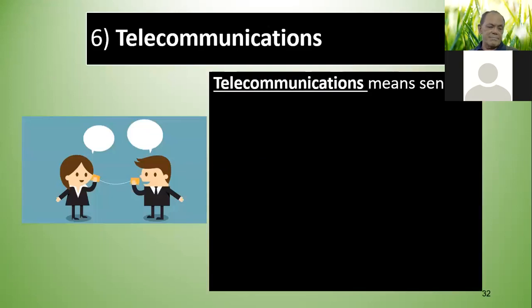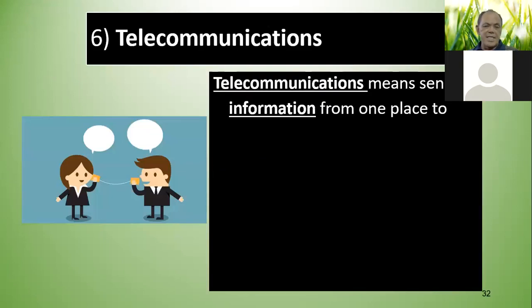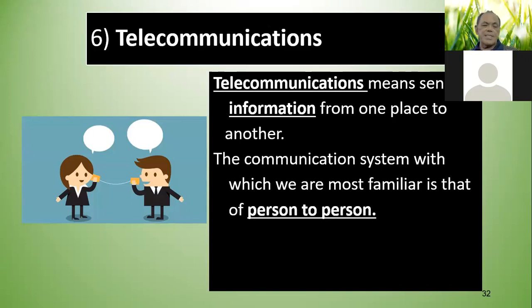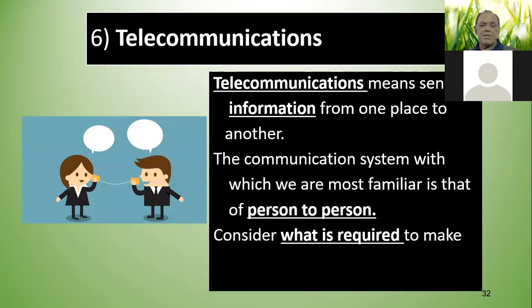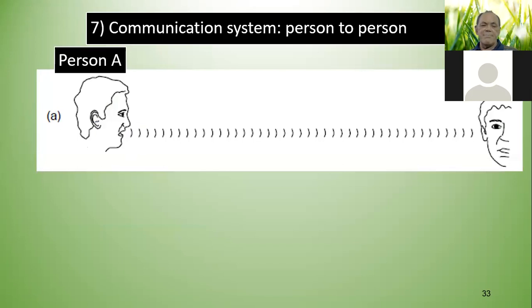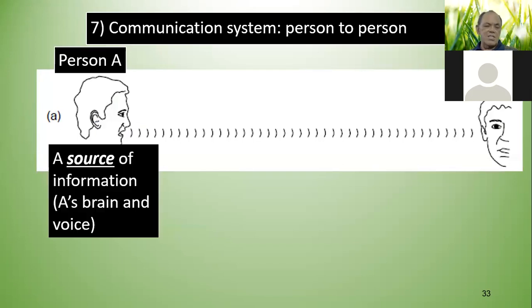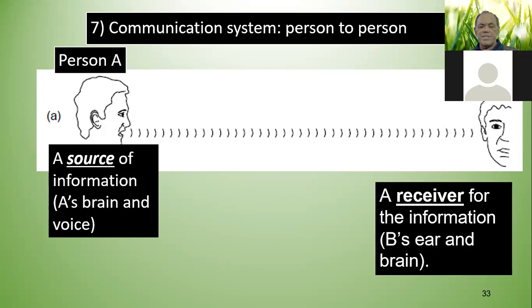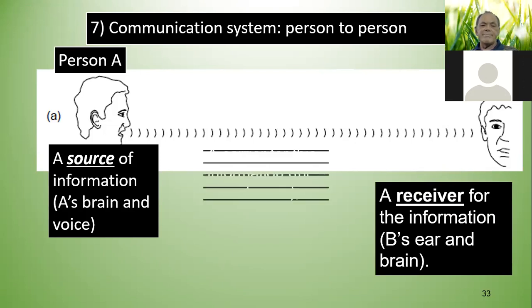Telecommunication means sending information from one place to another. The communication system with which we are most familiar is that of person to person. Consider what is required to make this system work successfully. You got two persons, A and B. A is the source of information, A's brain and voice. Receiver of information, B's ear and brain.